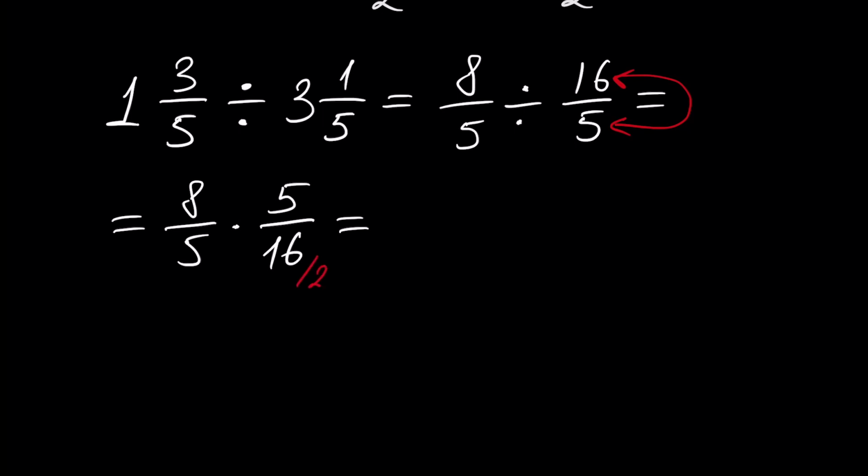16 is 2 times 8. We cancel 5 and 5, and this 8 is cancelled by this 8. So the answer will be 1 over 2.